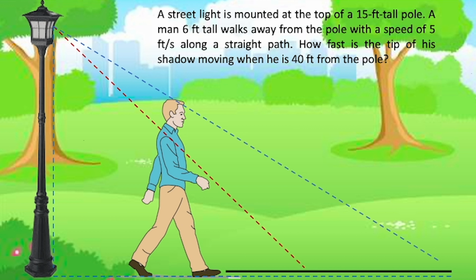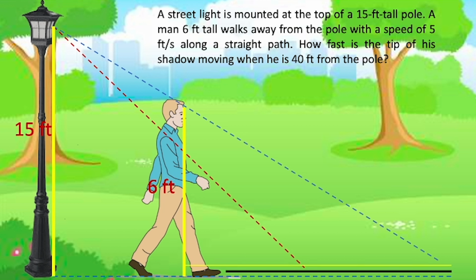The height of the lamp is 15 feet, the man is 6 feet tall, and we can let x be the length of the shadow. Another variable to consider is the distance of the man from the post after he has walked a certain distance, and that can be equated to y.